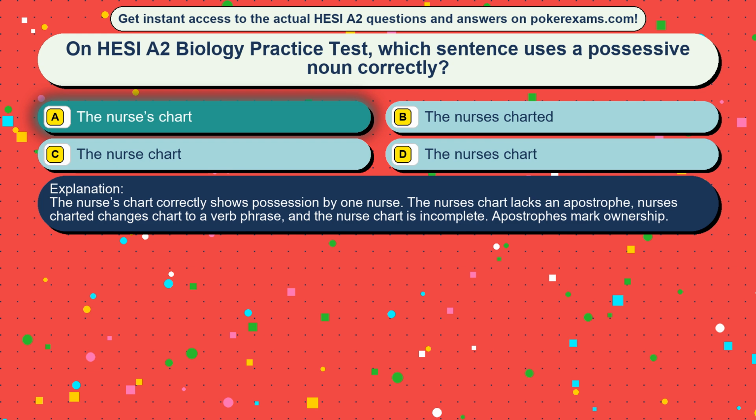The nurse's chart correctly shows possession by one nurse. The nurse's chart lacks an apostrophe, nurse's charted changes chart to a verb phrase, and the nurse chart is incomplete. Apostrophes mark ownership. Question 15.